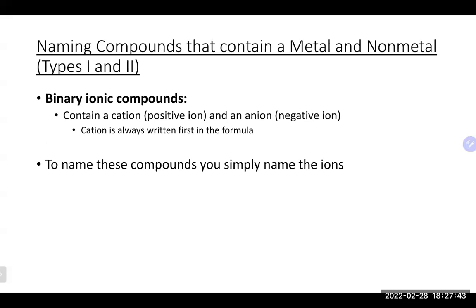A binary ionic compound contains a cation and an anion, a positive and negative ion. When we write the formula, a couple important things. First off, it is always the positive guy first, followed by the negative. So it should always be the cation followed by the anion. When we put together in a formula something that's positive and negatively charged, we should always end up with an overall charge of 0.